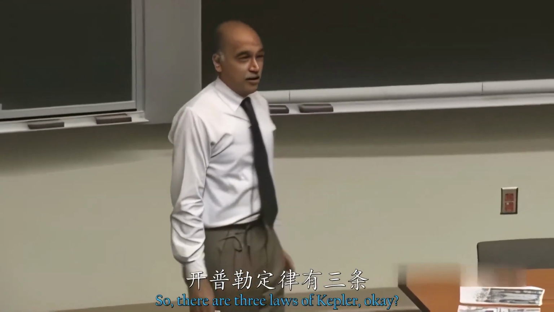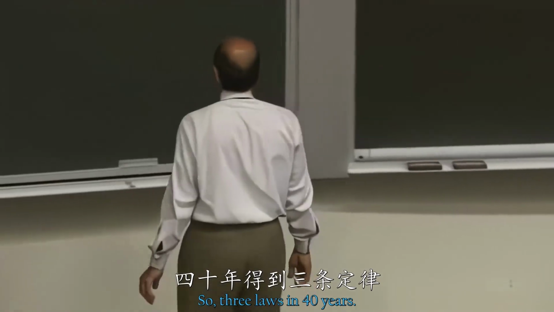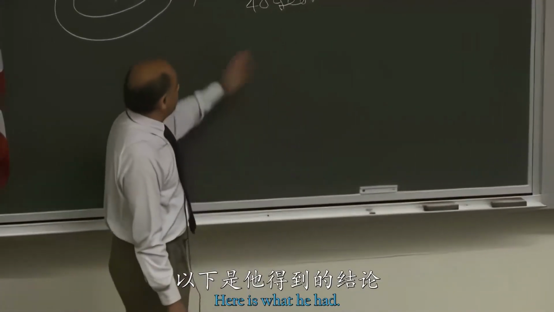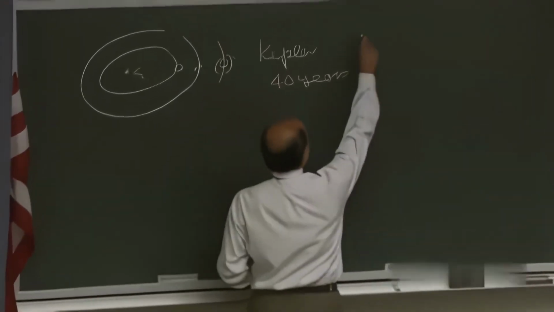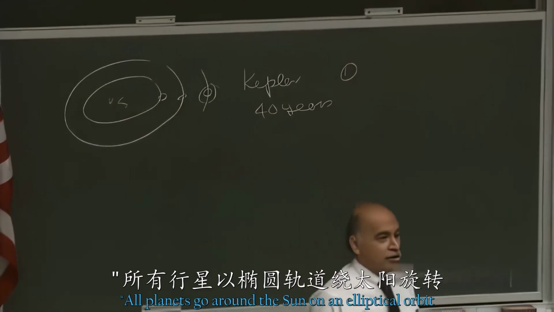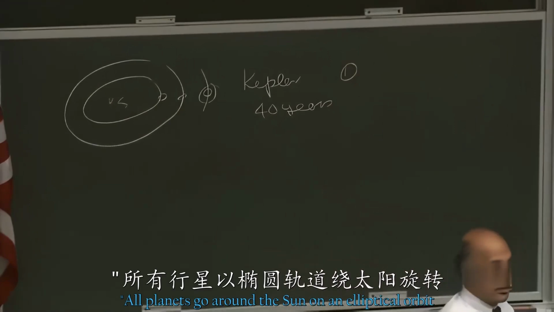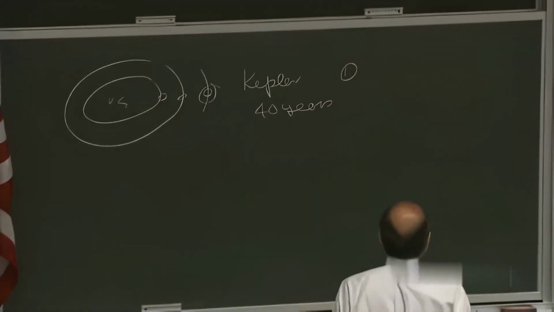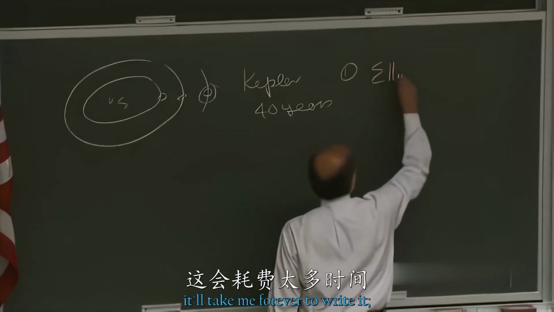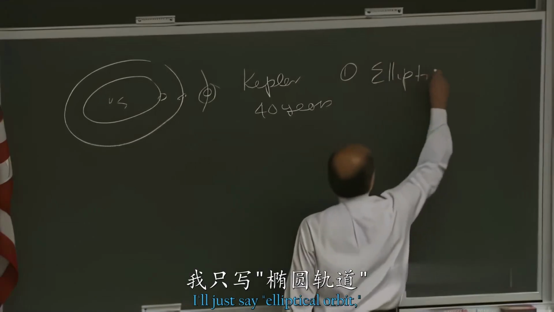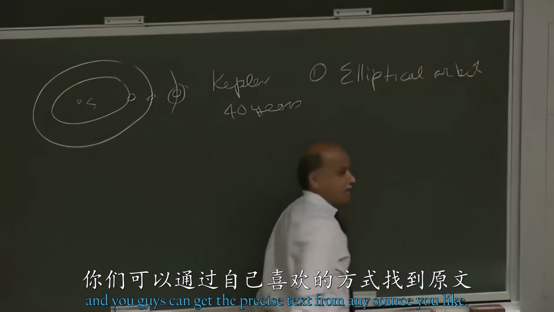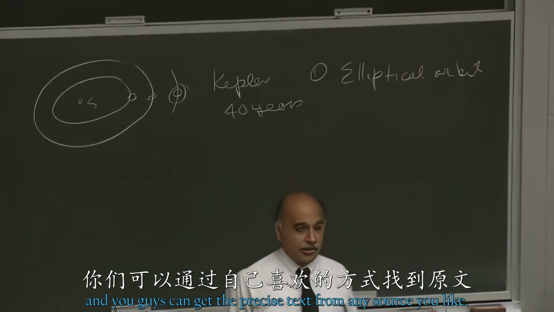So there are 3 laws of Kepler, okay? So 3 laws in 40 years, still better than Congress. Here is what he had. Okay. The first law is all planets go around the sun on an elliptical orbit with the sun as the focus. So I'm not going to write all the words. It'll take me forever to write it. I'll just say elliptical orbit, and you guys can get the precise text from any source you like.